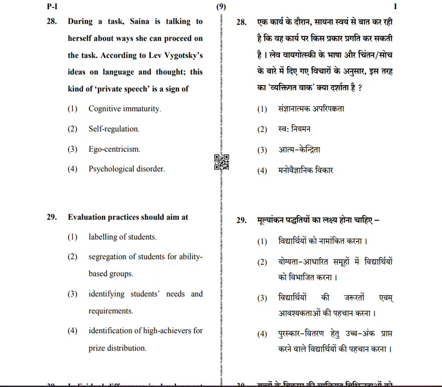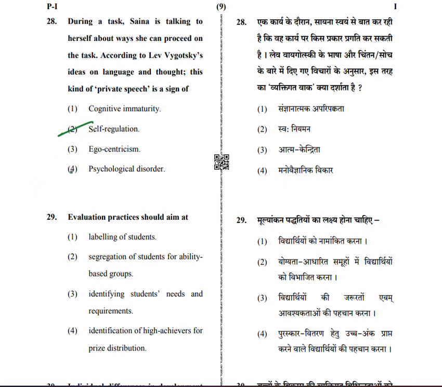Next one: during a task, Saina is talking to herself about ways she can proceed on the task. So according to Lev Vygotsky, in his ideas on language and thought, this kind of private speech is a sign of what? Cognitive immaturity, self-regulation, egocentrism, psychological disorder. According to Lev Vygotsky, private speech is a sign of self-regulation. That is, the second option is the right answer.